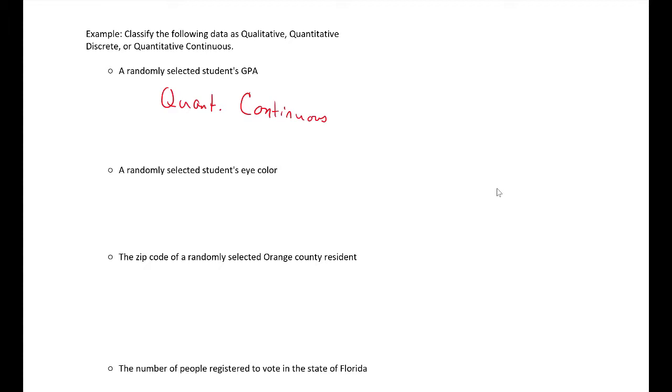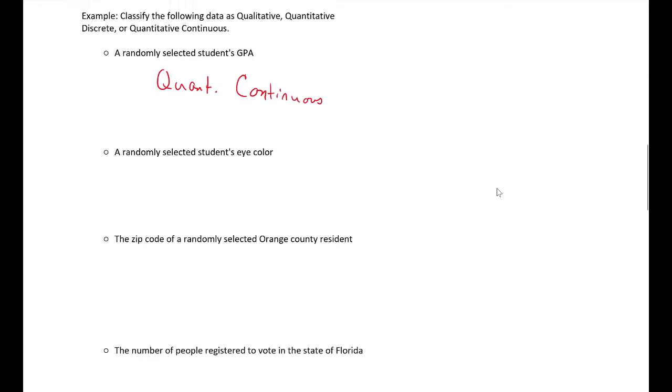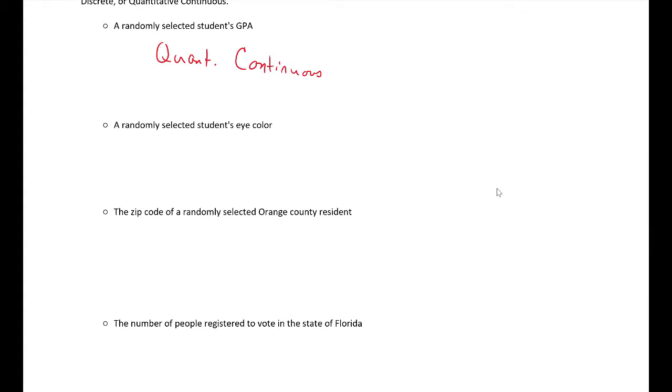Okay. A randomly selected student's eye color. We already mentioned this earlier. We know eye color, you cannot perform any arithmetic with it, so it's not numerical. Therefore, eye color is qualitative. I'm just going to abbreviate that.